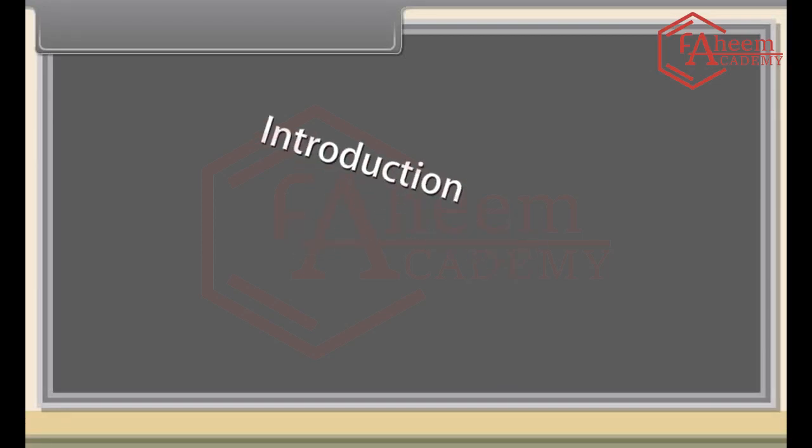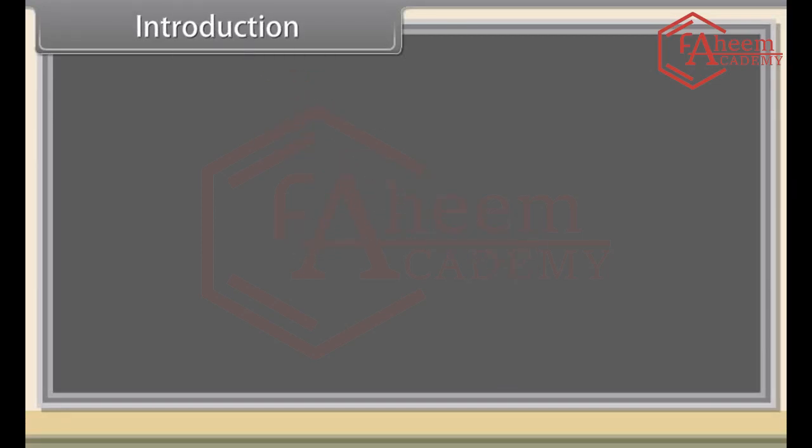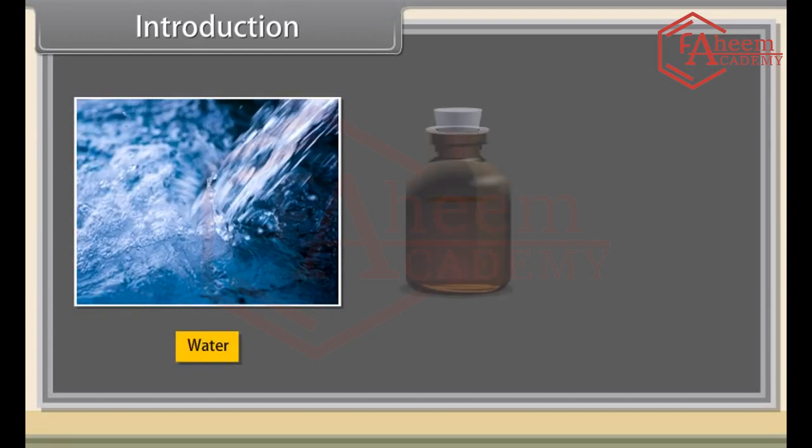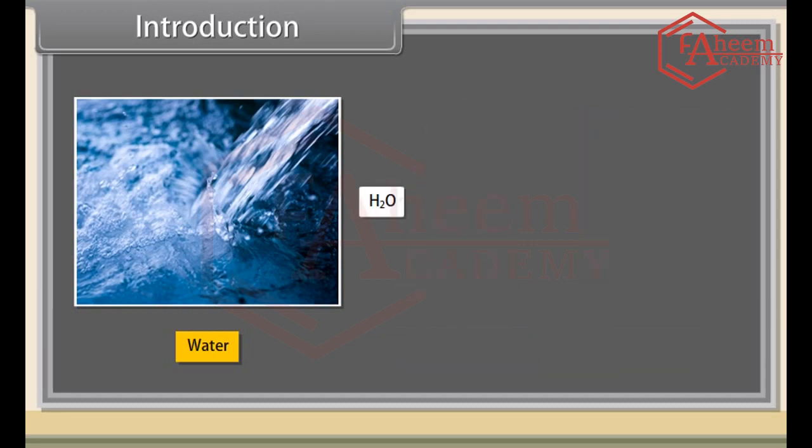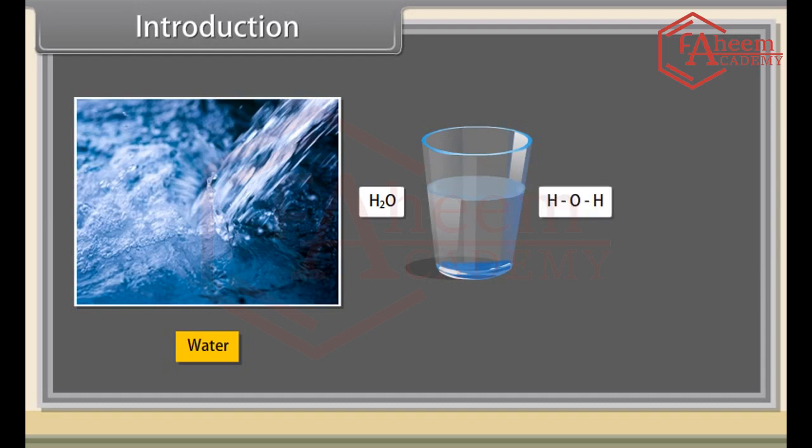Introduction. Hey kids, today we will learn about water, hydrogen peroxide and heavy water. Water is a chemical substance and its chemical formula is H2O. It is a colorless and transparent liquid. It contains one oxygen atom and two hydrogen atoms.